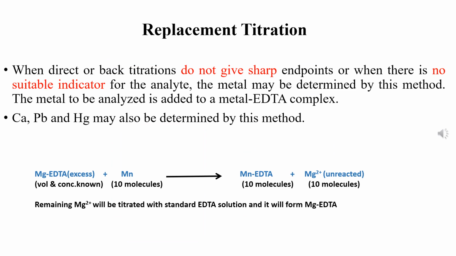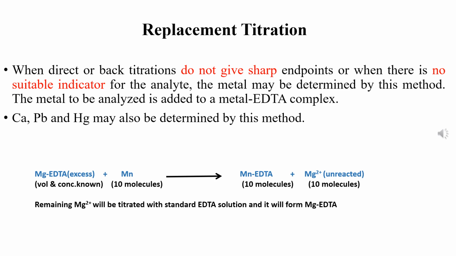When direct or back titrations do not give sharp endpoints, or when there is no suitable indicator for the analyte, the metal may be determined by this method, that is known as replacement titration. The name also indicates that one metal is replacing the other one. So the metal to be analyzed is added to a metal EDTA complex.